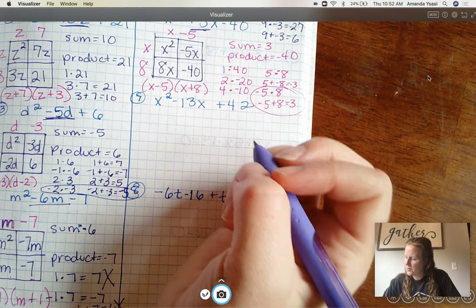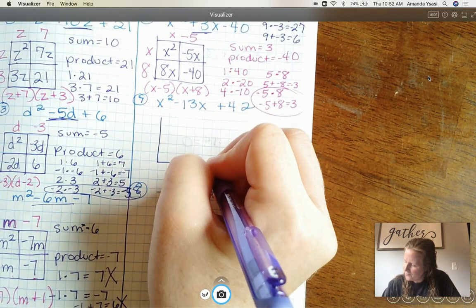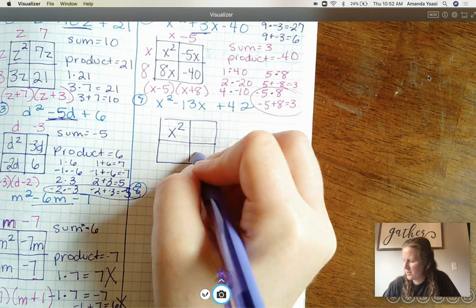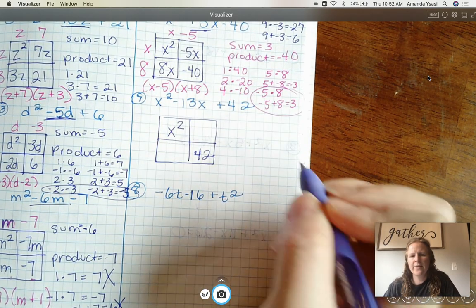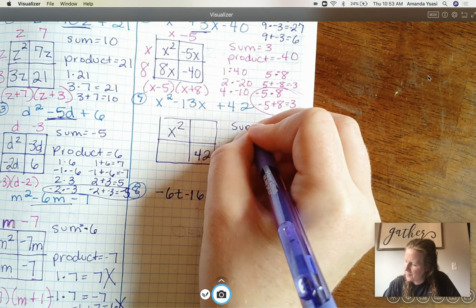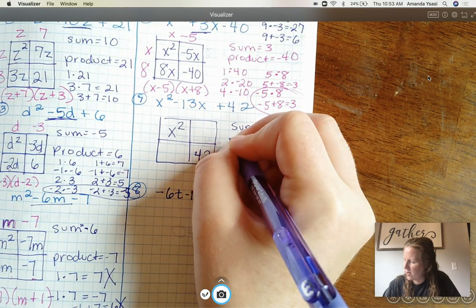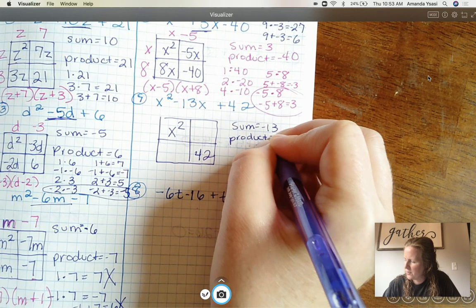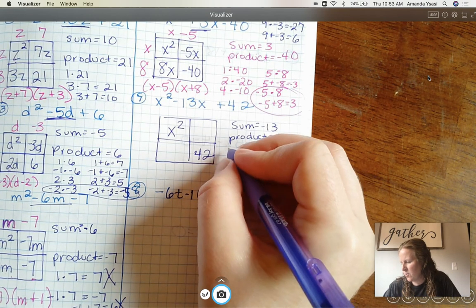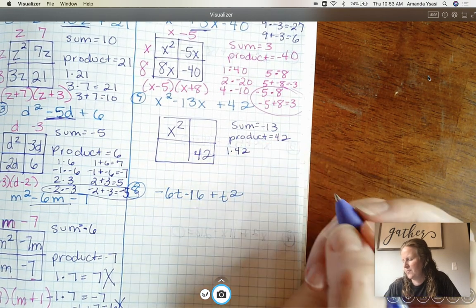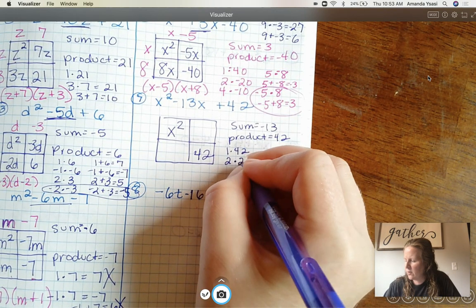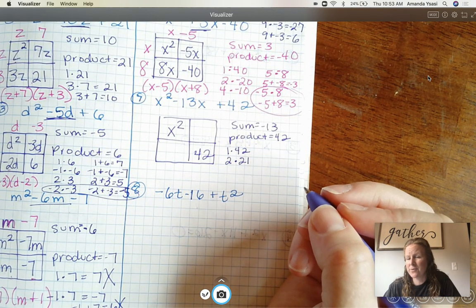Okay, the next one, we have x squared and 42. And this is a negative 13x. So we want a sum of negative 13 and a product of 42. Okay, so this is positive, right? So say 1 times 42. If I add those, I'm going to get 43. 2 times 21. If I add those, that's going to get 23.